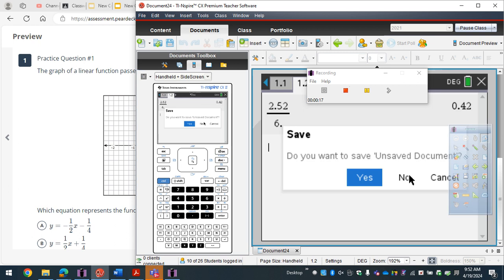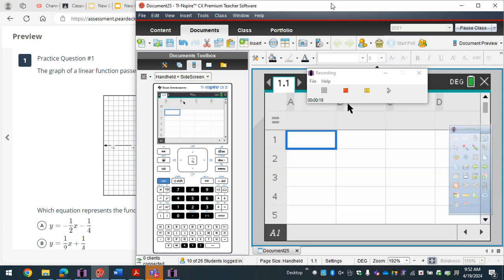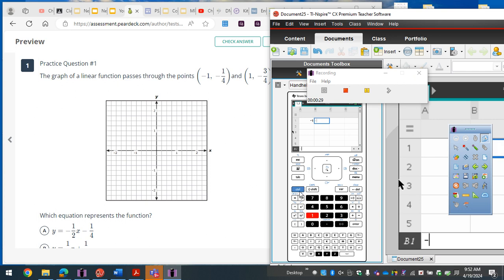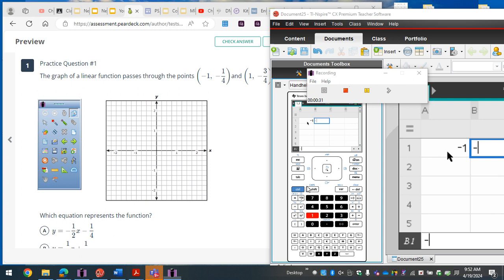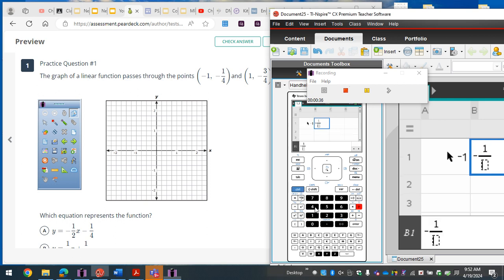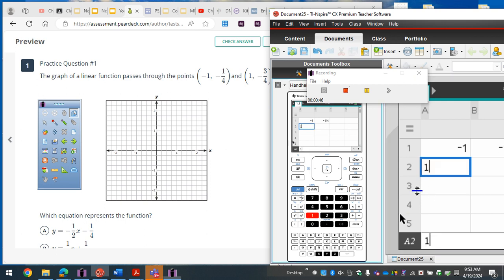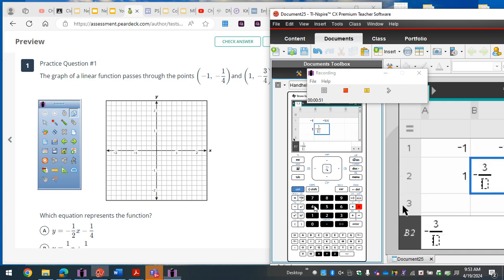new. We're going to type in the numbers here. So then here we're going to put a -1. Over here we're going to have a negative 1 fourth. We're going to have a 1 here. Put a 1 here. A -3 over 4 here.